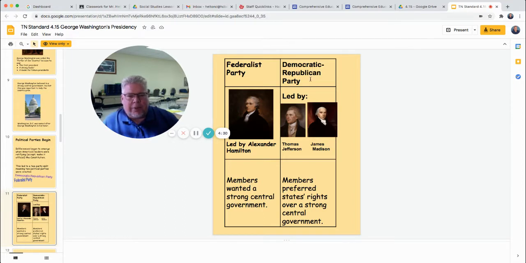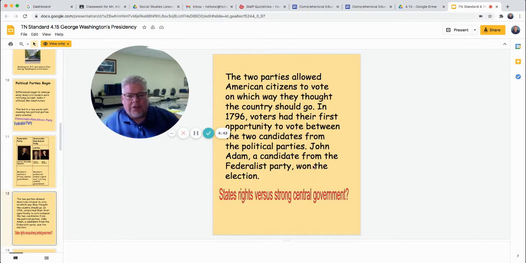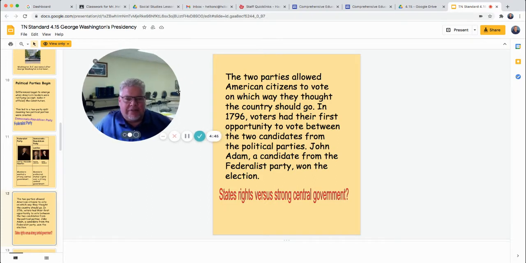The Democratic Republican Party, you looked at some of these guys last week in your assignment, was led by Thomas Jefferson and James Madison. Its members preferred states' rights over a strong central government. The 2 parties allowed American citizens to vote on which way they thought the country should go. In 1796, voters had their first opportunity to vote between the 2 candidates from the political parties. John Adams, a candidate from the Federalist Party, won the election.